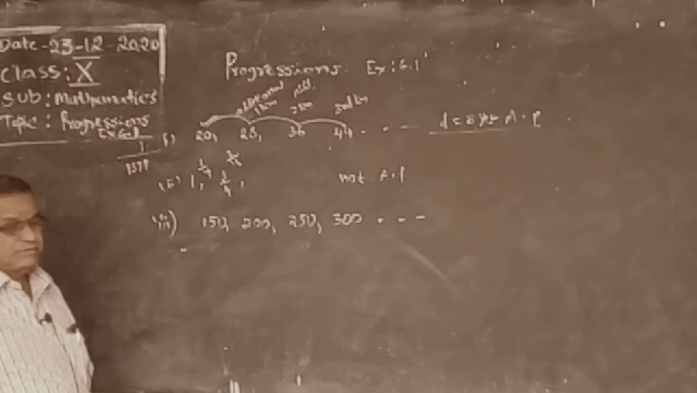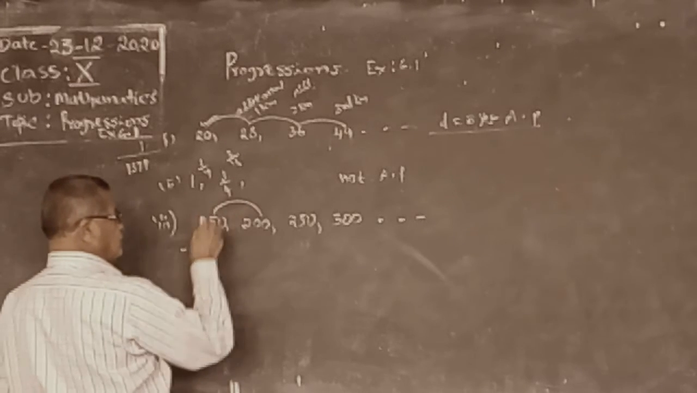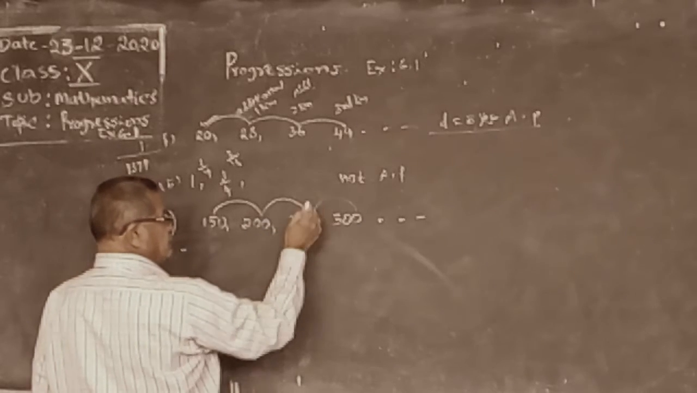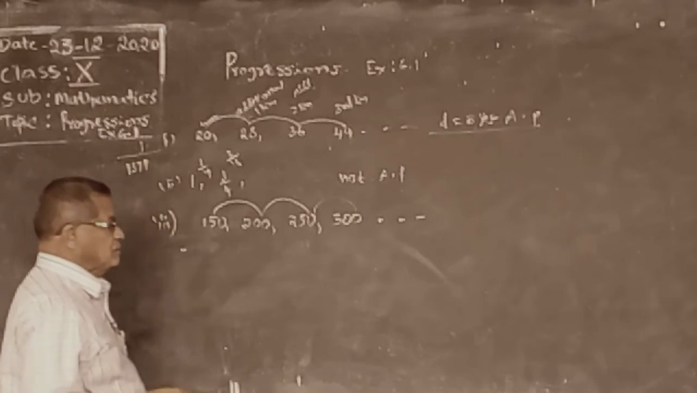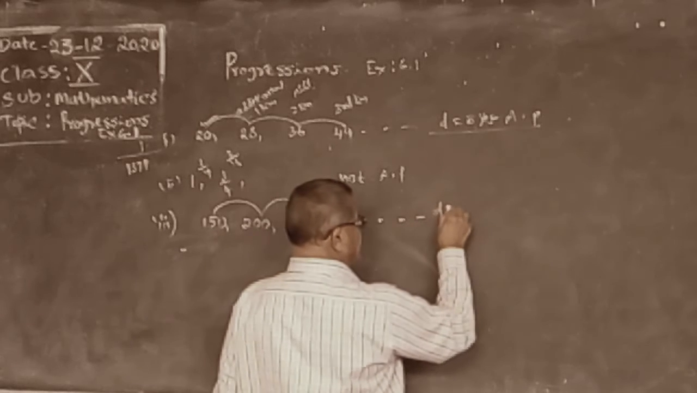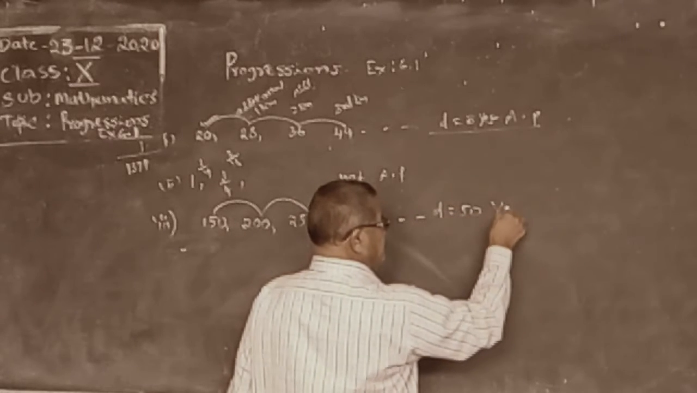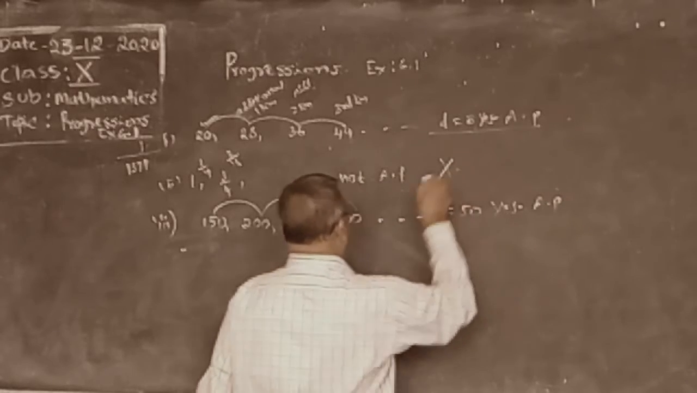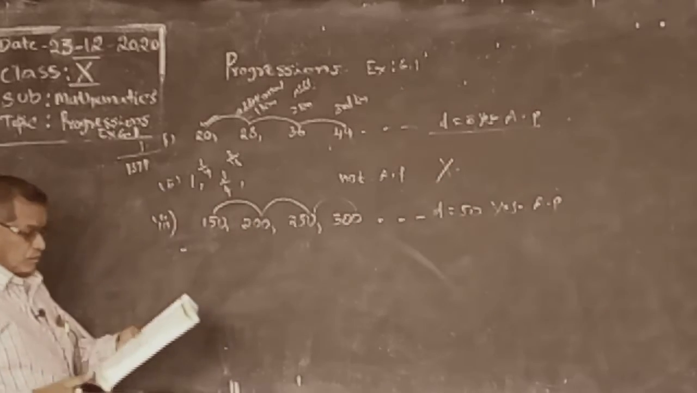the common difference is the same. 200 minus 150 is 50. 250 minus 200 is 50. So here the common difference d is 50. Yes, it is an AP. This is not. Second one.